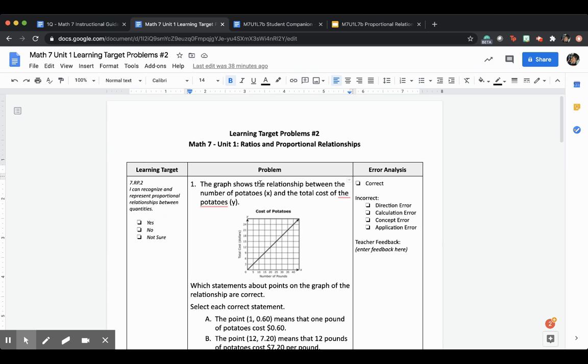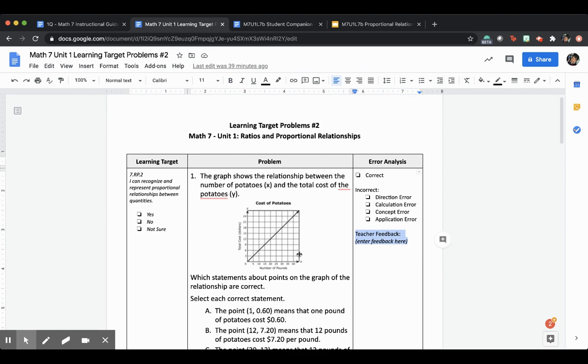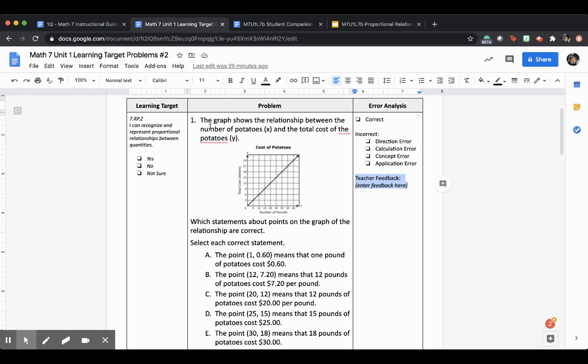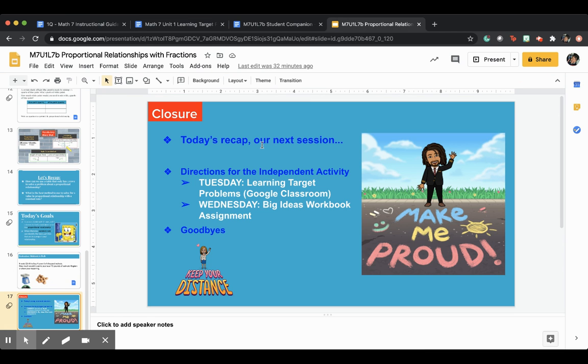So your only responsibility is to answer the learning target column and the problem column. The column that says error analysis is for teacher feedback. This is where I'm going to input some feedback based on your answers. So you're only responsible for the learning target column and the problem column. And that is your assignment for Tuesday. And then once again, your assignment for Wednesday is the Big Ideas workbook assignment that will be posted in Google Classroom. At this point, we are done with our lesson for Tuesday.